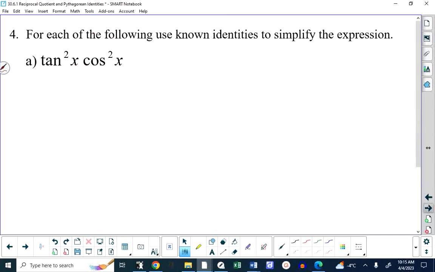All right. For each of the following, simplify. I have a question for you. How many of you see that this is equal to sine squared of x?